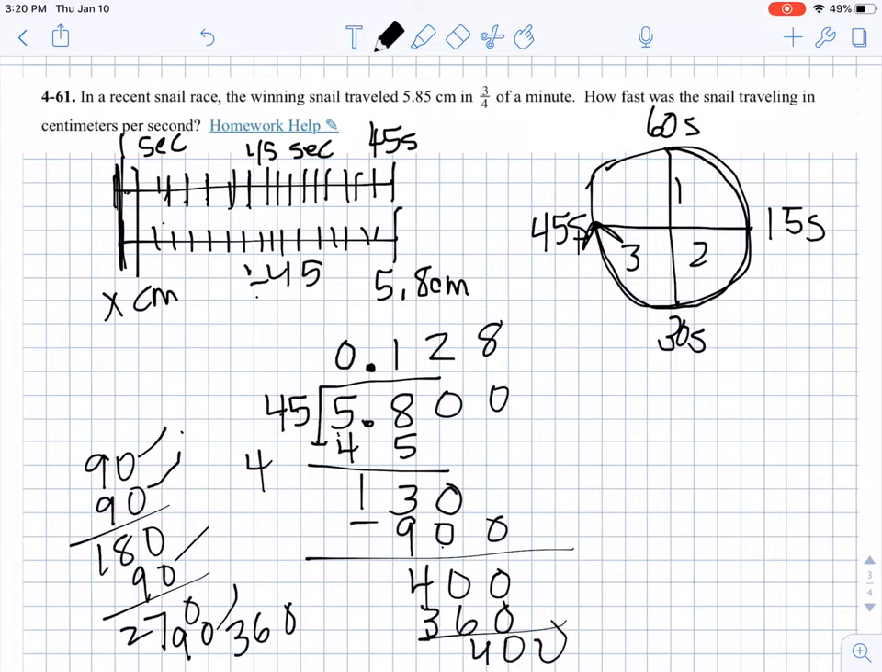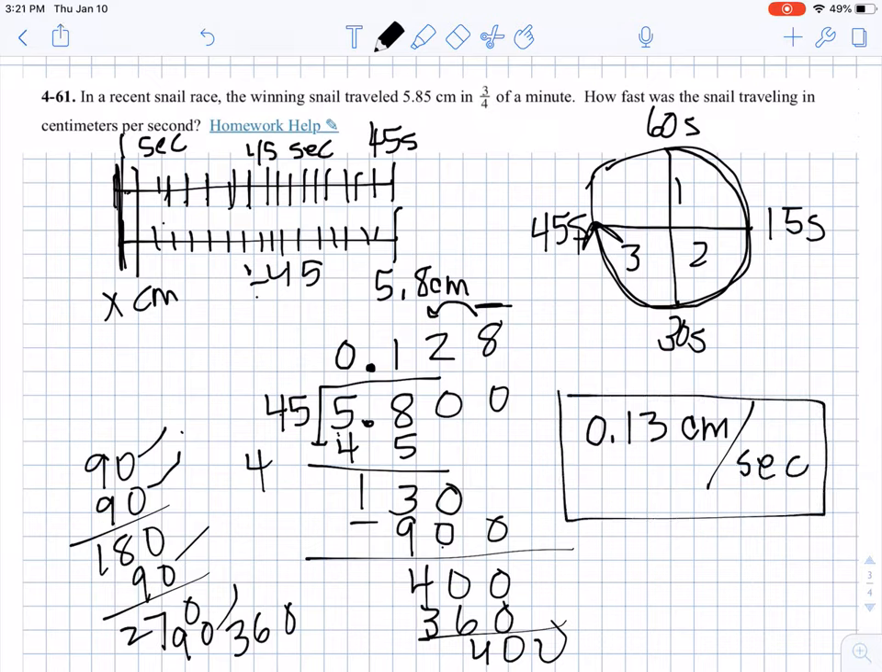And this is going to repeat. So the 8's going to repeat. So I can take this 8 and I can round up. So I can say 0.013 centimeters per second. So that's how much that little bit right there is going to be.